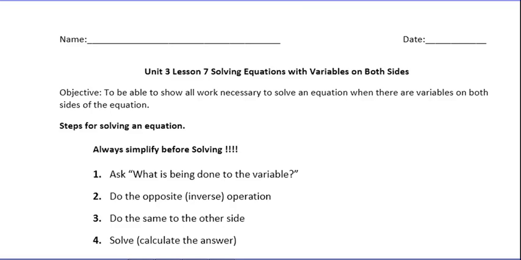Unit 3, Lesson 7 deals with solving equations that have variables on both sides. This is a new idea which requires a new step, so make sure you're paying careful attention today. Some of the stuff is still similar, however.